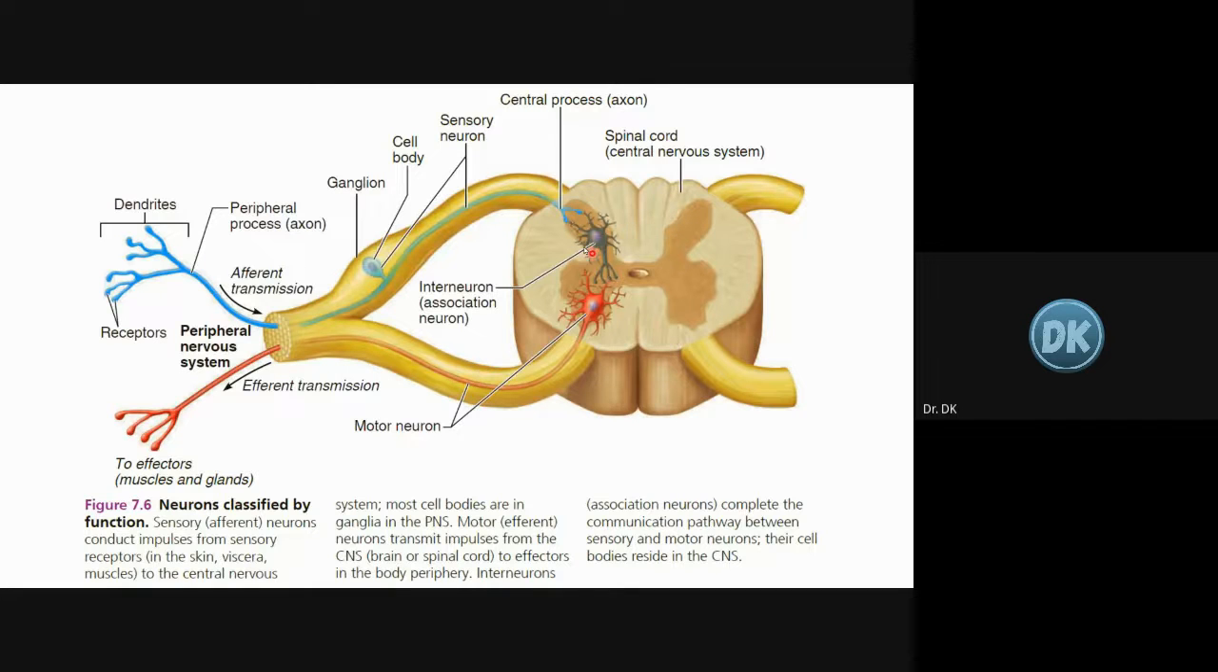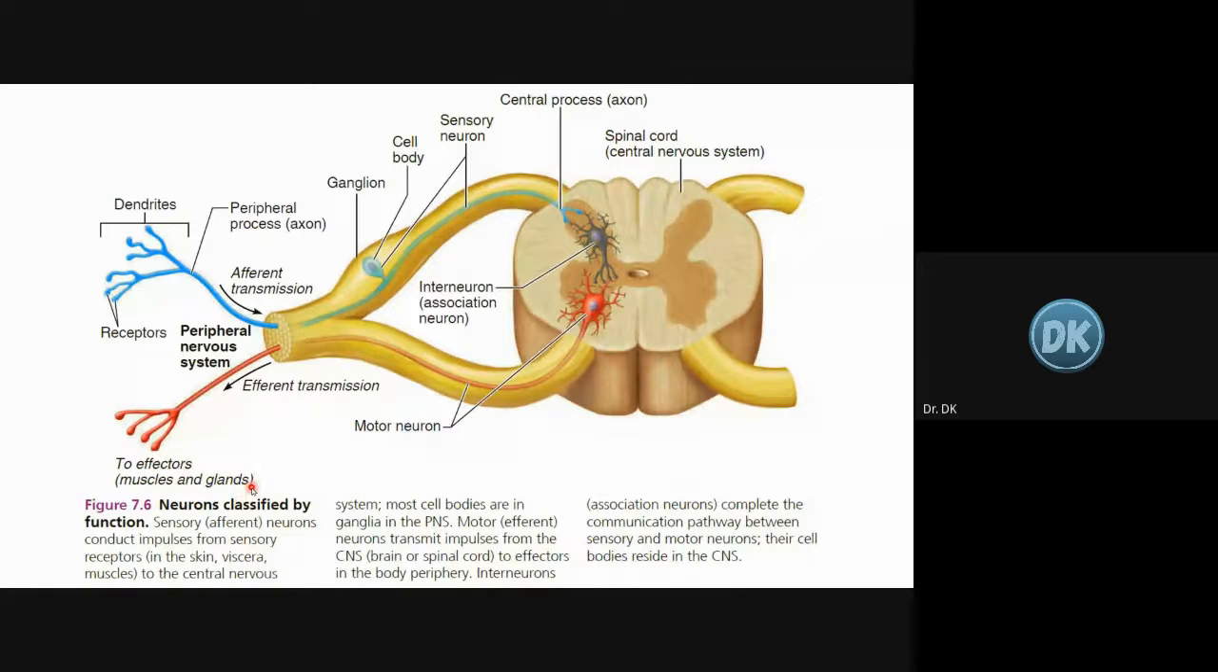This is your interneuron. An interneuron connects multiple neurons. The neurons between two neurons we call interneurons, and it will reach the spinal cord. The spinal cord will pass it to the brain. The brain will send the output. The output will come to the motor neuron, and the motor neuron will send the signal back to your effectors, that is your muscles and glands.